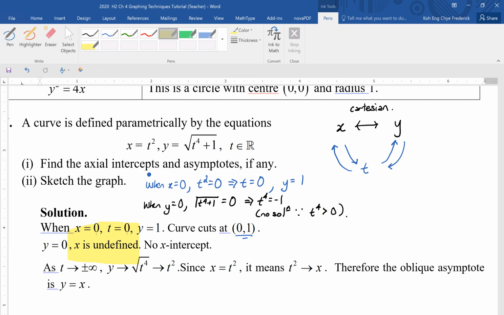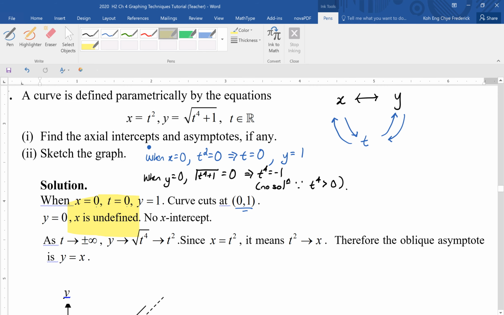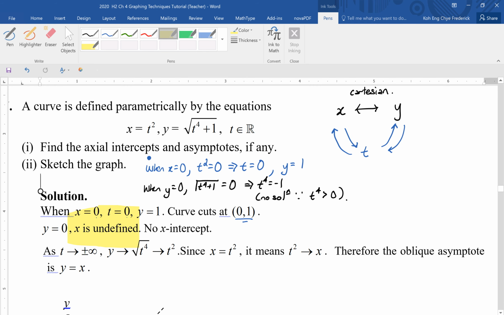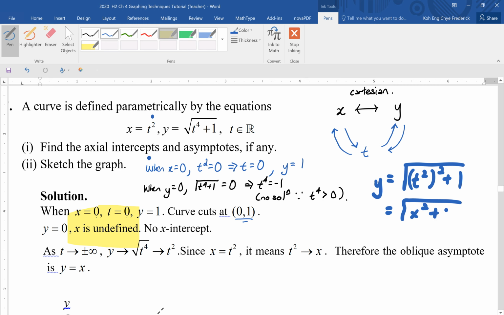Next we are asked to look at the asymptotes. For asymptotes, we are looking at the behavior as x or y goes to infinity. Perhaps I can offer you an easier way of seeing this compared to the solution, which is the fact that you can observe the Cartesian equation from here. Can you all see that I can rewrite y as the square root of t squared to the power 2 plus 1? This means that this is actually the square root of x squared plus 1.